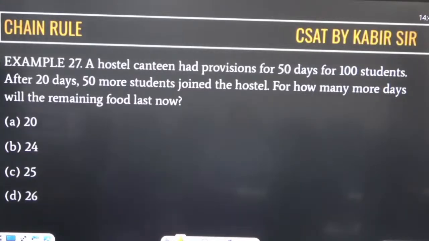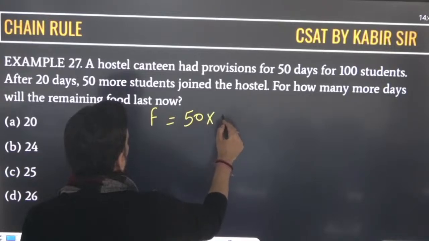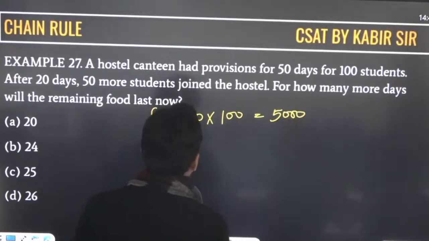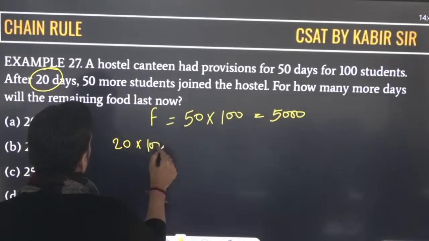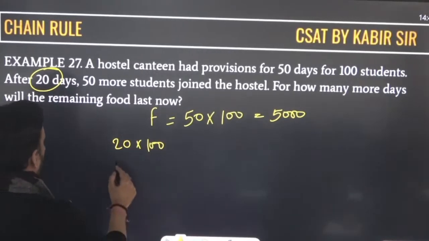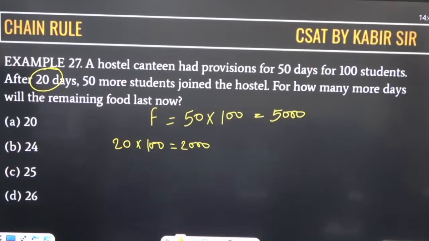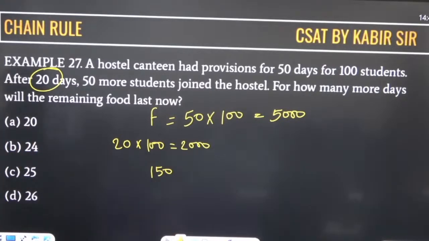Total food is 100 students for 50 days, so 5000. Out of it 20 days. In 20 days, 100 students, how much food they already consumed? It will be 2000, right? Now 50 more students join. 50 more means now students are 150, right?